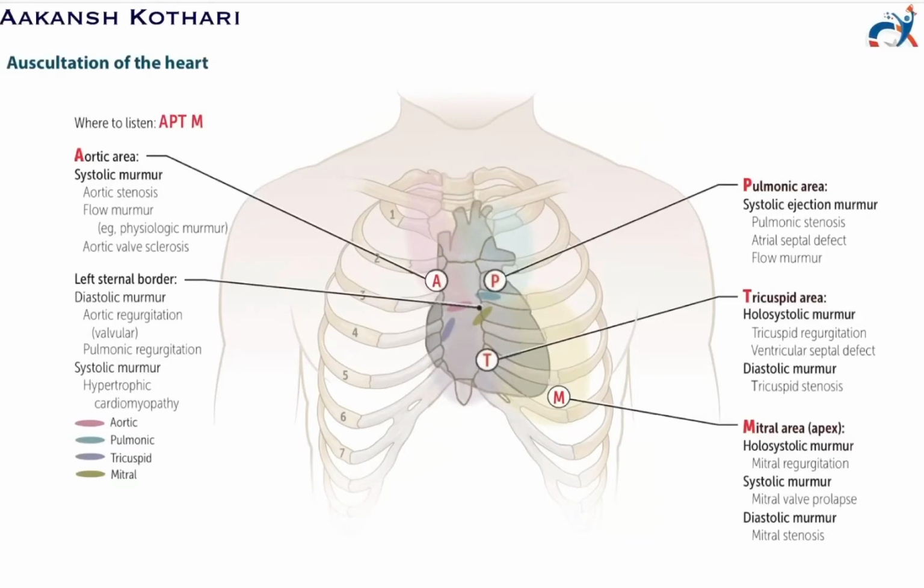Now, we hear heart sounds majorly in four different areas, that is aortic area, pulmonary area, tricuspid area and mitral area. The aortic area is on the right sternal border, the pulmonary area is on the left sternal border, the tricuspid area is on the left sternal border on the lower aspect, and the mitral area is at the apex of the heart. Is this clear? Now let us talk about the different heart sounds that we hear in different areas.